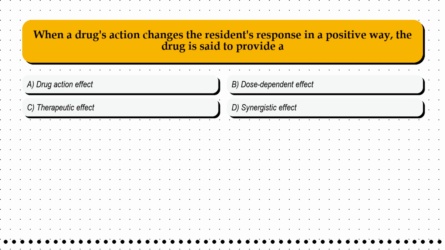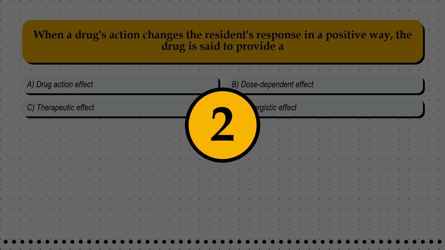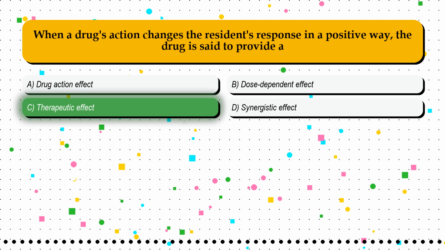The correct answer is option C, hypoglycemia. Question 373. When a drug's action changes the resident's response in a positive way, the drug is said to provide a option A, drug action effect. Option B, dose-dependent effect. Option C, therapeutic effect. Option D, synergistic effect.